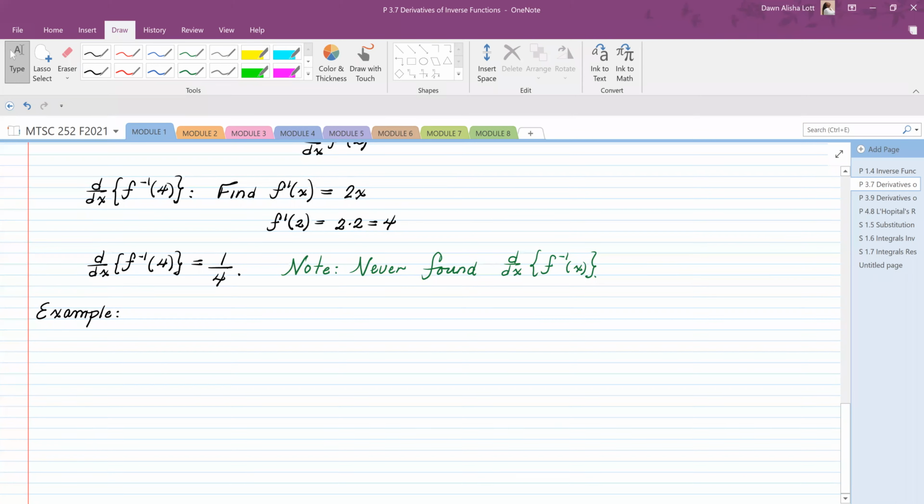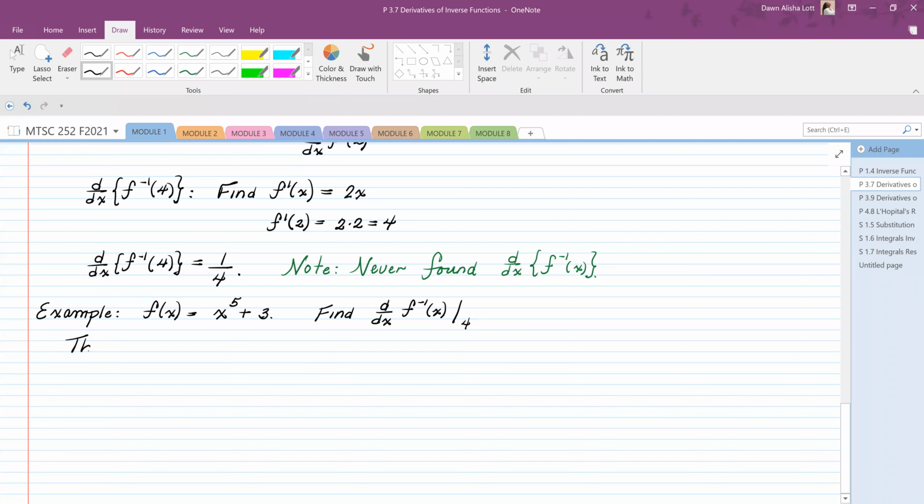So here's the example. I give you that f of x is equal to x to the 5th plus 3. So now I want you to find the derivative with respect to x of the inverse function evaluated at 4. Okay, so here we go.